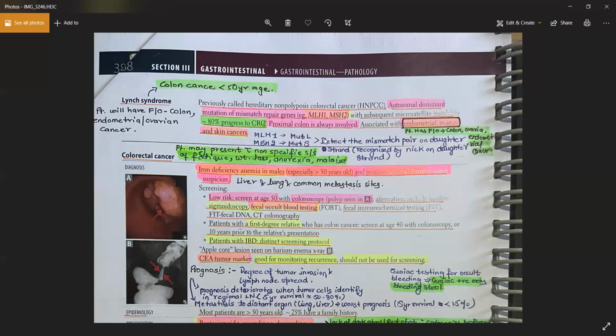What were the enzyme names, if anyone remembers? Glycosylase, yeah, the glycosylase enzymes, right? And the other one, endonucleases, yes. And finally the polymerase enzyme will come, and then the ligase enzyme will come for the DNA repair, right? So if these proteins become mutated, these genes become mutated, then you cannot detect the mismatch pair in the daughter strand, right? And as a result, this will be left untreated, right? And you can have Lynch syndrome with that.